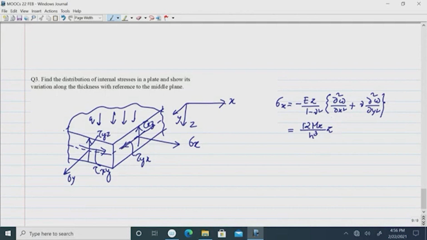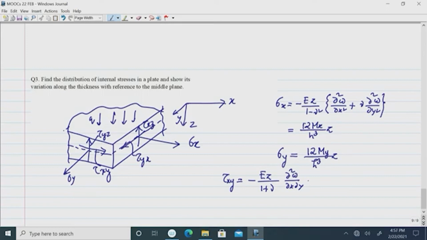Okay. So, that means the stress varies linearly. If I measure the stresses from the middle plane, then it varies linearly with z along the depth. All right. So, thickness h is known and the quantity m x will be found out, and then you can find the variation of sigma x. Similarly, we can find the variation of sigma y. Variation of sigma y is this. Tau x y you can similarly find. Tau x y is minus E z over 1 plus nu into del square w del x del y.